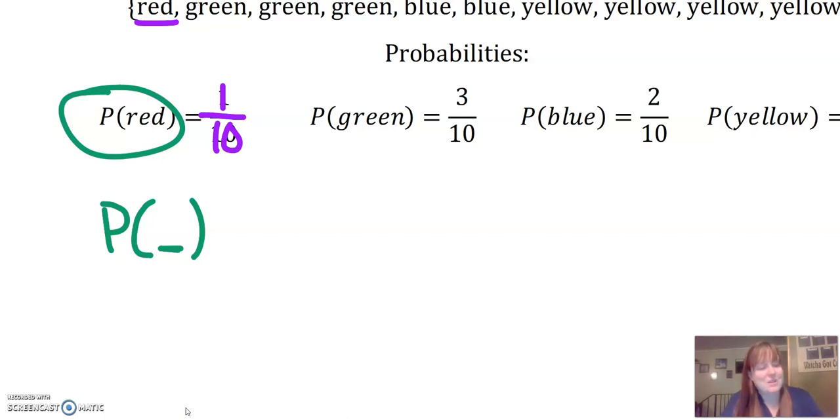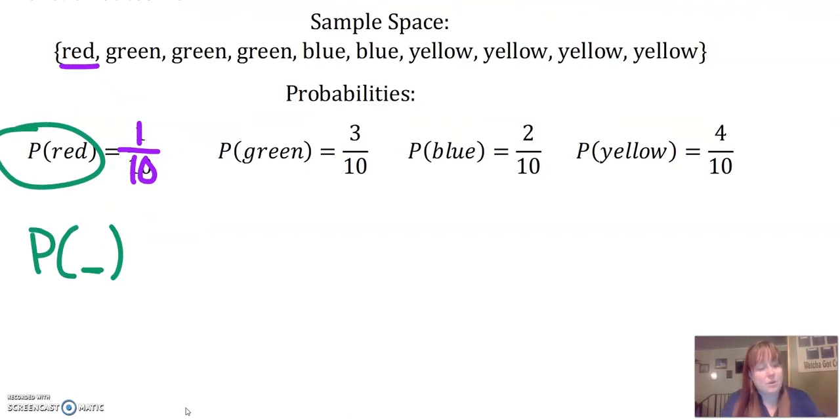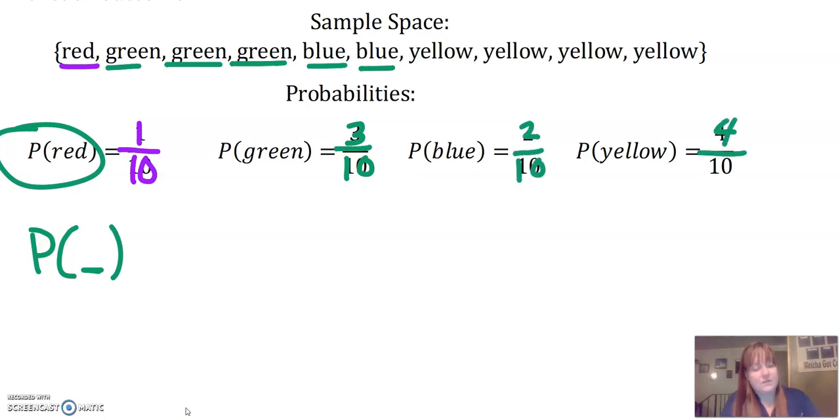All right. What's the probability of drawing a green? Well, we have 3 favorable outcomes, right? 3 options to draw green. And then there are 10 total outcomes. So our probability is 3 out of 10. What's the probability of getting a blue? Well, there are 2 blues, so that's 2 out of 10. And the probability of yellow would be 4 out of 10.